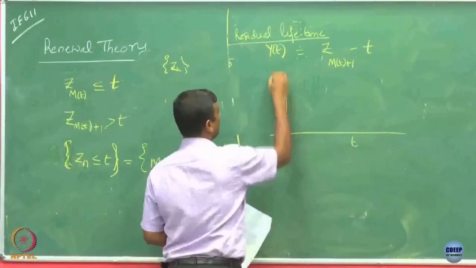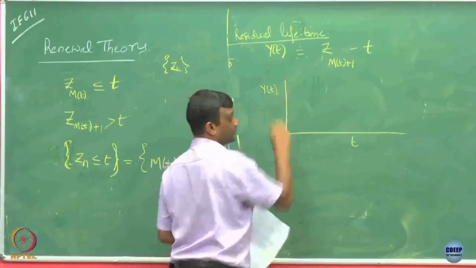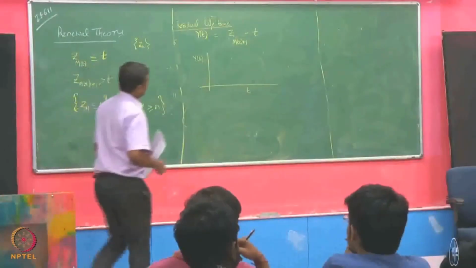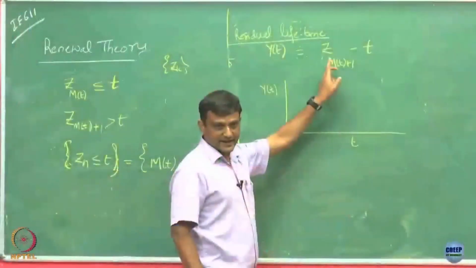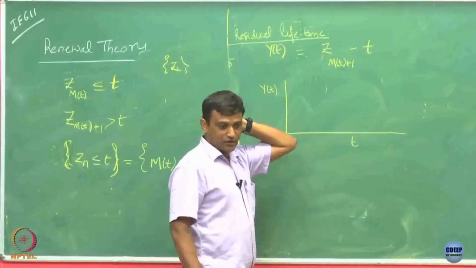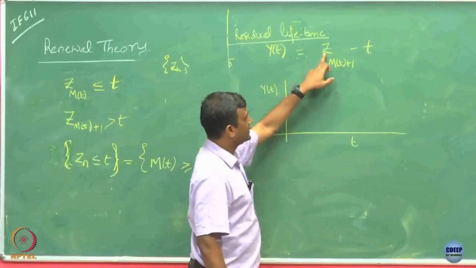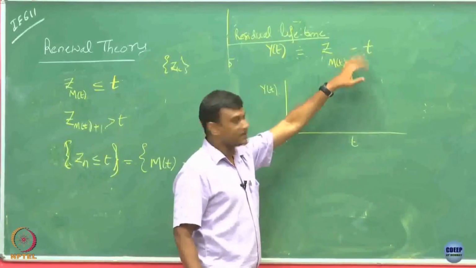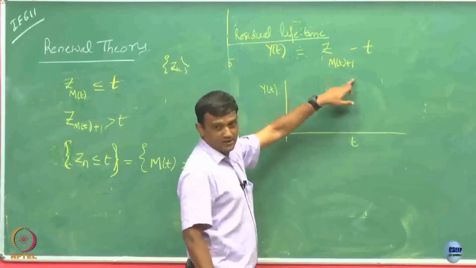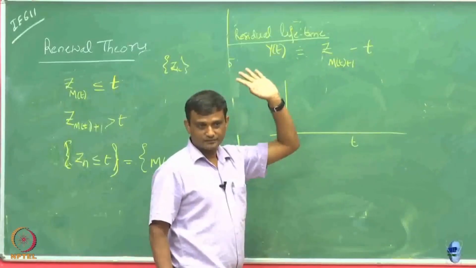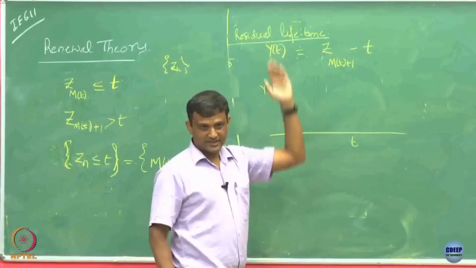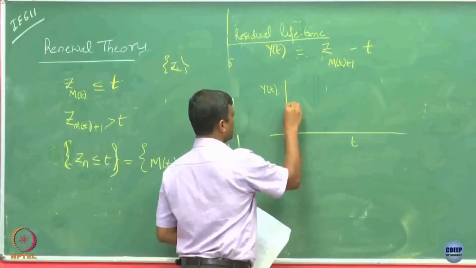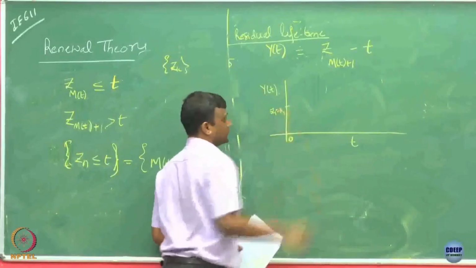Okay, this is t, and let's see what this Y(t) is. So at t equals 0, let's say we take M(t) to be 0. At t equals 0, what is this? It is Z1 minus t. So t is 0, that means at time 0 this is Z1, but Z1 we know is the same as X1 by definition. So at time 0 this quantity is Z1, or the same as X1.